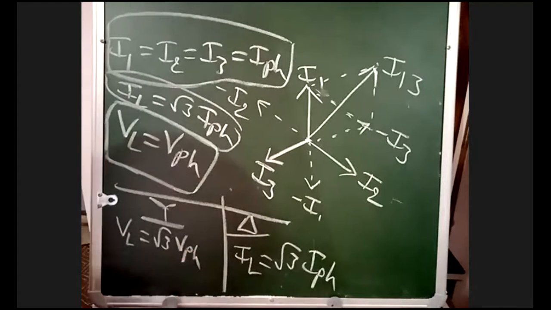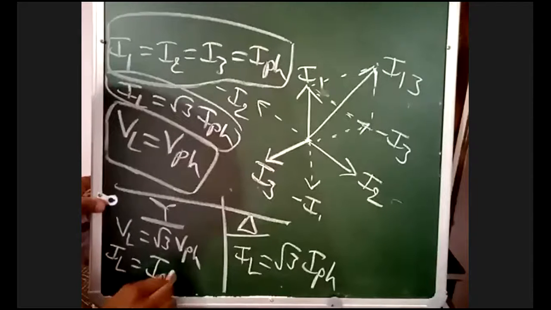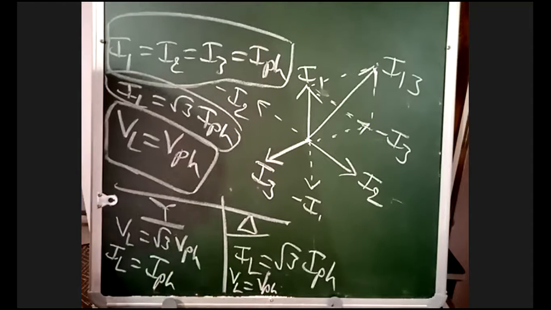IL is equal to root 3 I phase in delta. In star connection, IL is equal to I phase. In delta connection, VL is equal to V phase. Delta is parallel, that's why voltage is the same. Star is series, that's why current is the same.